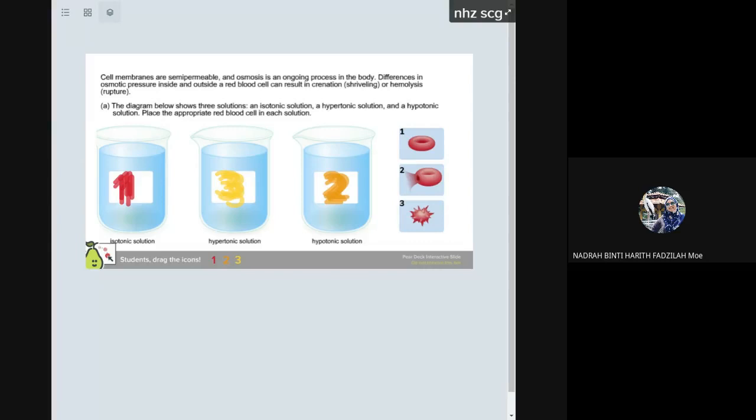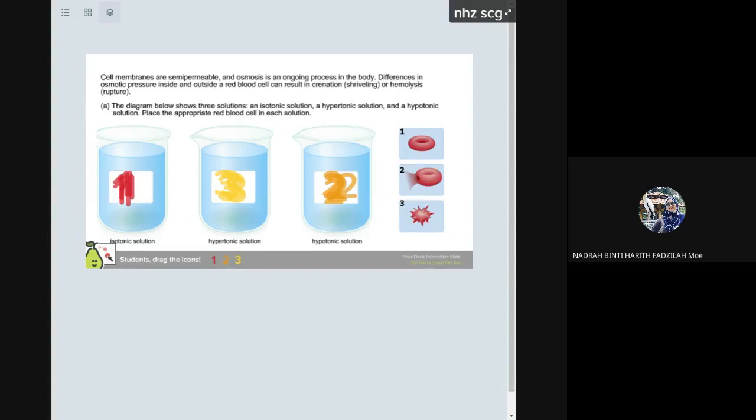The middle beaker is number 3 because water diffuse out of the cell, out of the red blood cell. Untuk beaker number 3, hypotonic solution, red blood cell dia is in condition 2 because red blood cell burst kan, dia tunjuk lubang tu sebab banyak sangat air masuk sampai red blood cell tu hemolyze and then burst. Okay.